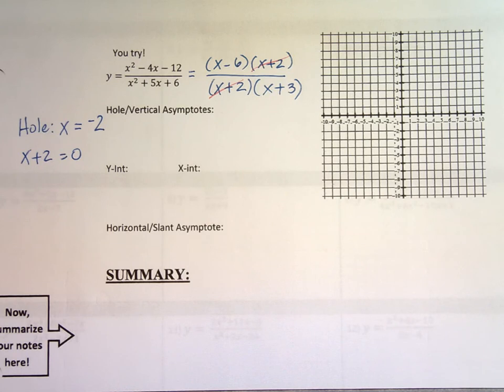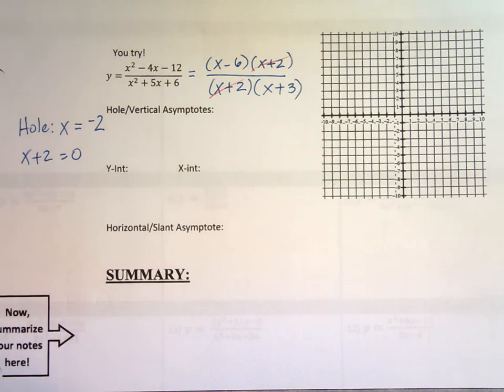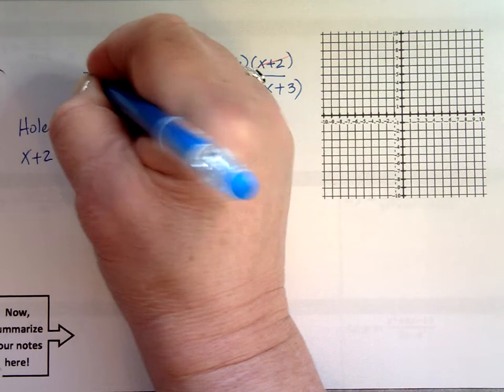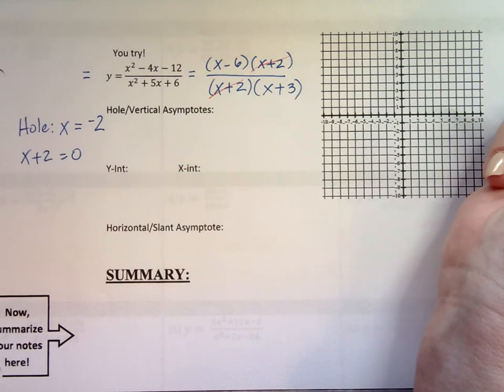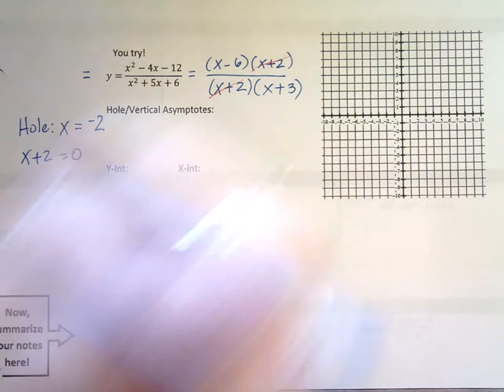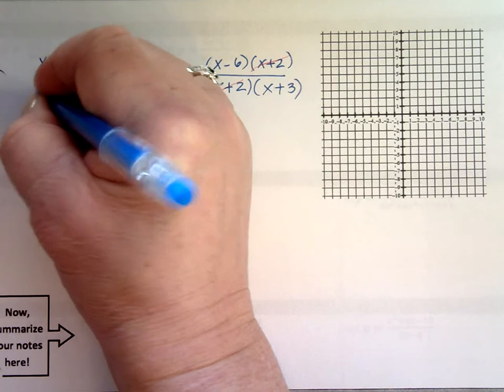Now, I don't graph that until the very end. I've got to put that big red circle on my graph to say, don't have a point here. What I'm going to use for the rest of this problem is the simplified version of my fraction. I don't have any room on the right to put it, so I'm going left. I'm using x minus 6 over x plus 3. That's what I'm using to answer all the rest of my questions.